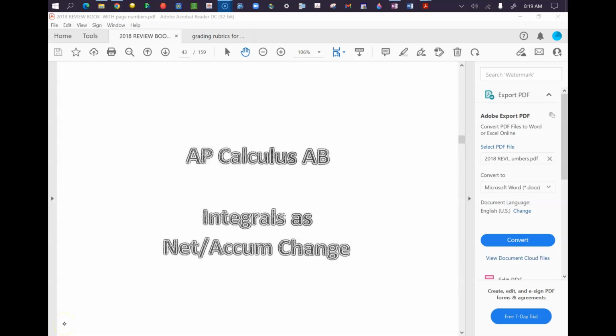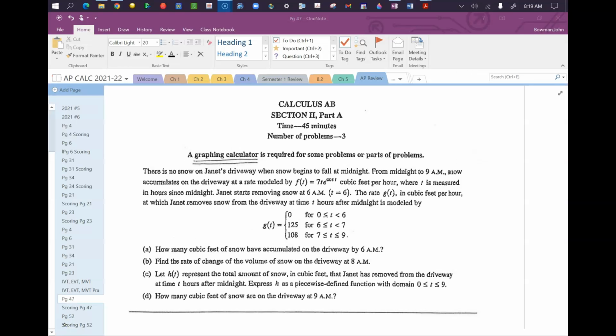Hi everyone, this is Mr. Bowman, and in this video we're going to talk about using integration to measure net accumulation or the change in a quantity. So we're going to start with this problem. This is a graphing calculator problem, and let's see what it tells us.